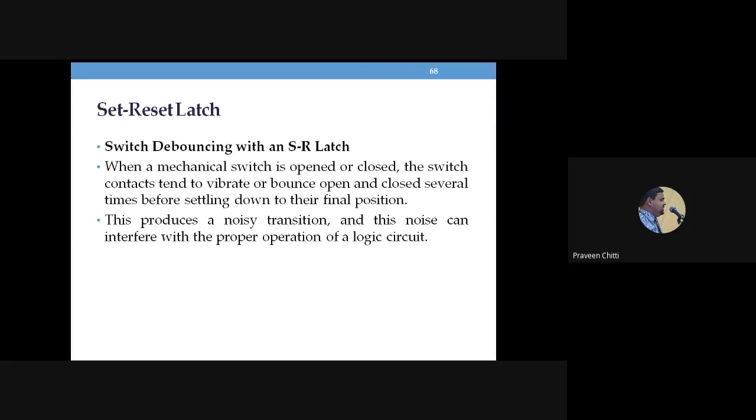When you use a mechanical switch and try to operate it, before it assumes its final position, there may be several openings and closings of that switch. This problem itself is called the debounce problem in switches or keys. This debounce will produce a noisy transition, and this noise can interfere with the proper operation of the circuit. That means when I press that particular key, it should assume the final position value. But before it assumes the final value, there will be several openings and closings, which creates the noisy transition, and you may get improper operation of the logic circuit.